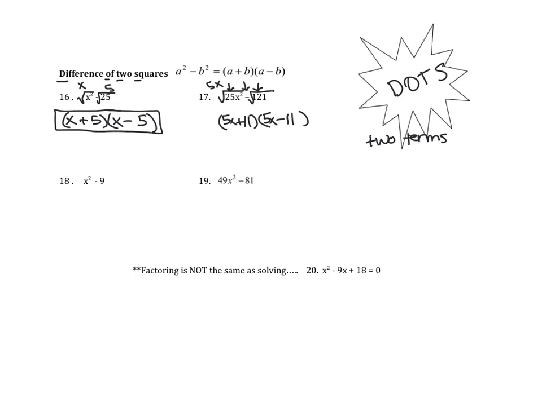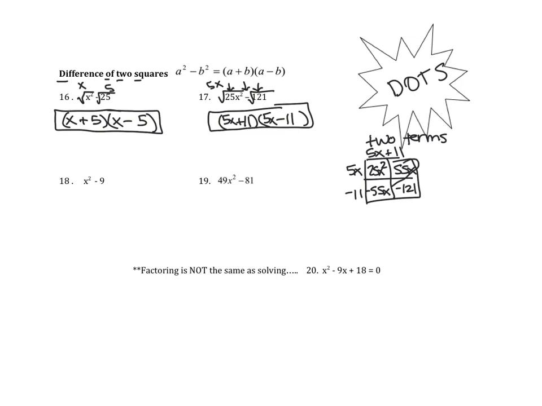If you're worried you didn't factor this correctly, then you could simply check it by multiplying your two binomials together. 5x plus 11 and 5x minus 11. 5x times 5x is 25x squared. Be careful. 5x times 11 is 55x. Negative 11 times 5x is negative 55x. And 11 times negative 11 is negative 121.